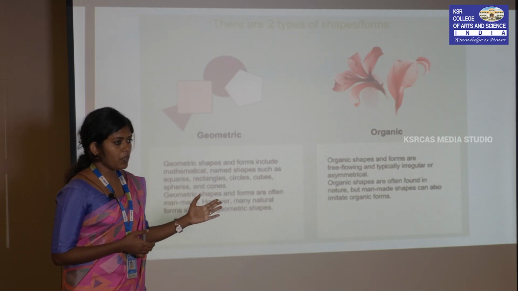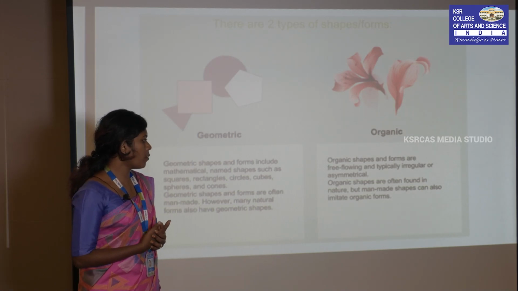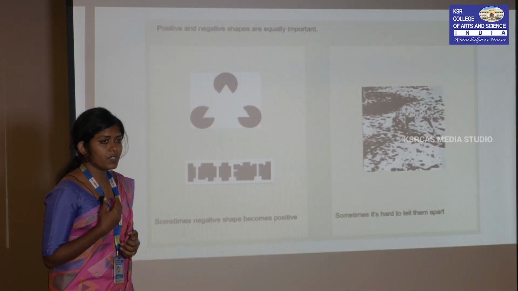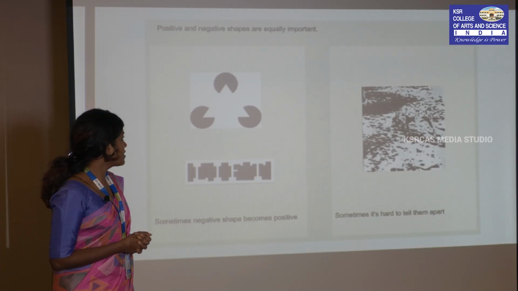Next, when we talk about organic shapes and forms, they are free-flowing and typically irregular or asymmetrical in nature. Organic shapes are often found in nature, but man-made shapes can also imitate organic forms. So next we will be discussing positive and negative space.